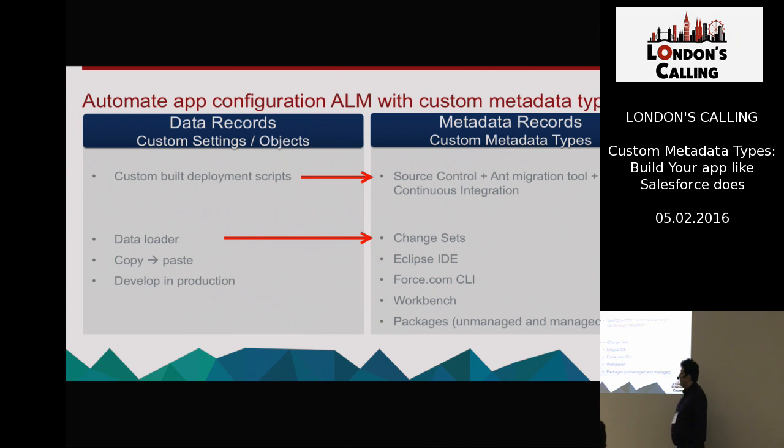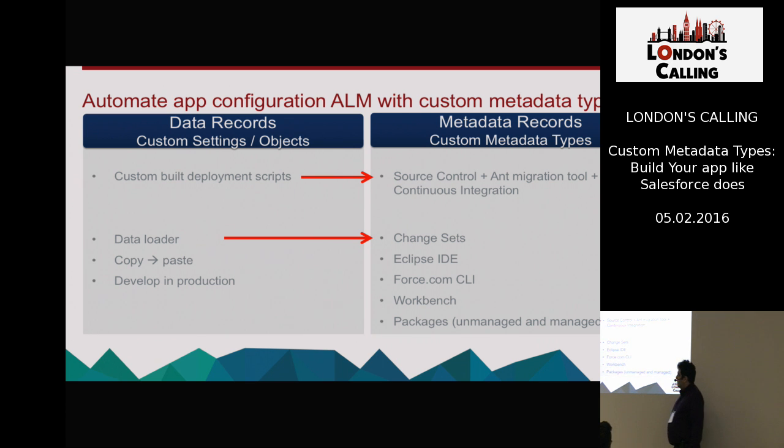If you want to do continuous integration, before you had to do a lot of fancy stuff in your deployment scripts. With records of custom metadata types, you can store the records in your source control and deploy them just the way you deploy any sort of standard types of Salesforce metadata.